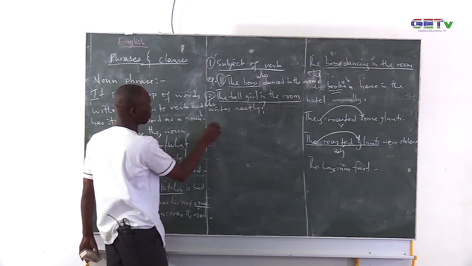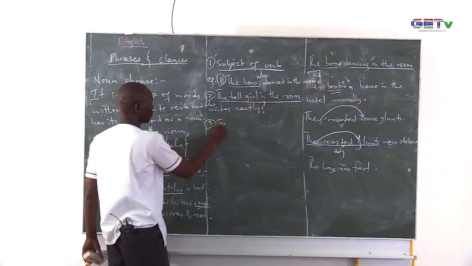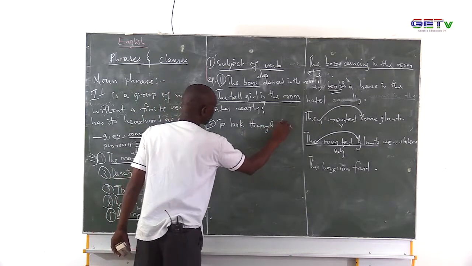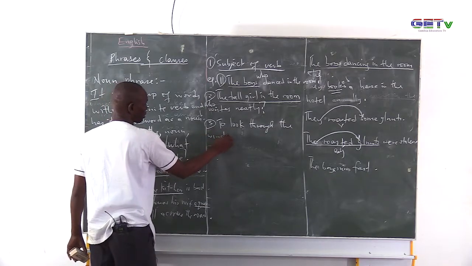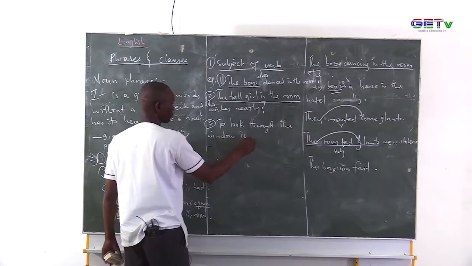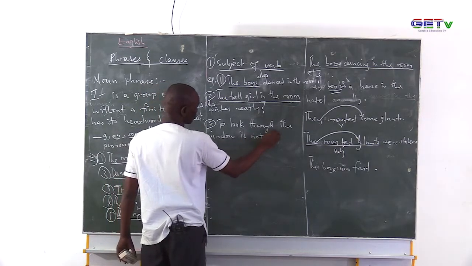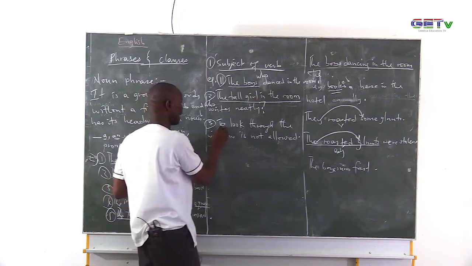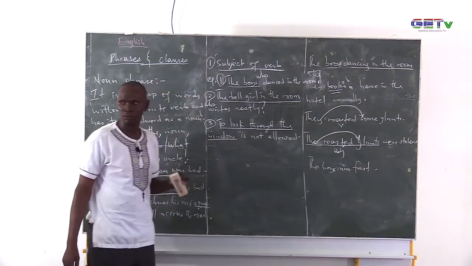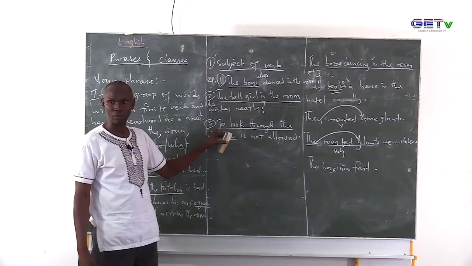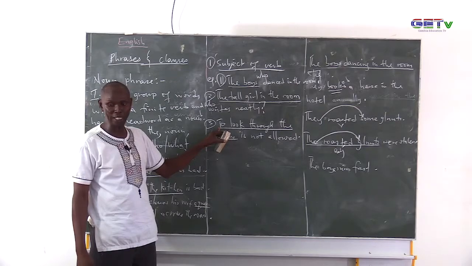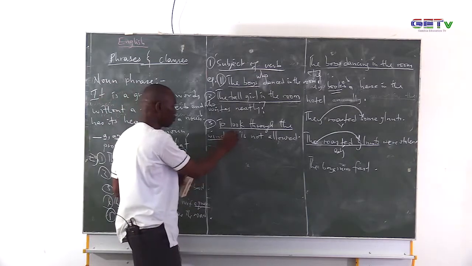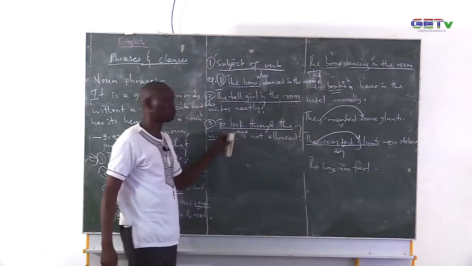So let's look at another example. If we say example three, to look through the window is not allowed. Now, if you underline to look through the window, here the head word is a preposition. But by looking at the role it plays, let's look at it this way. What is not allowed? The answer is going to be to look through the window.